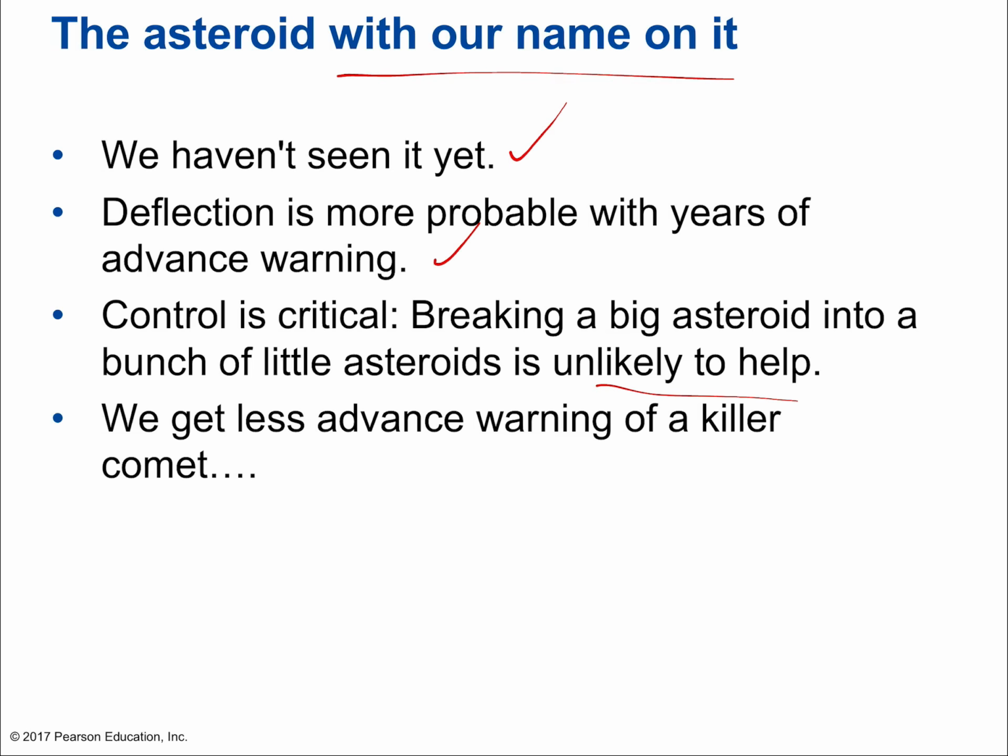And we get less advanced warning of a killer comet, because those comets that come from the Oort cloud have random orbits. So they can really come from any direction. The thing about asteroids is we can look in the ecliptic plane and narrow our search. Not so with comets. So if something's really going to come out of nowhere and wipe us out, it's probably going to be a comet.